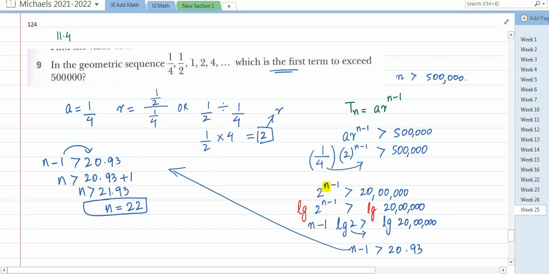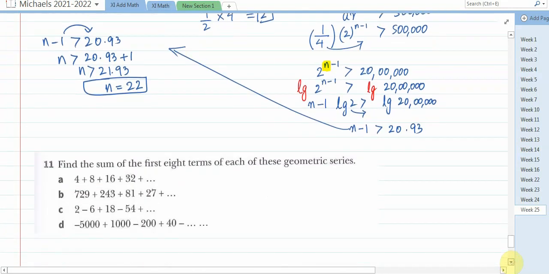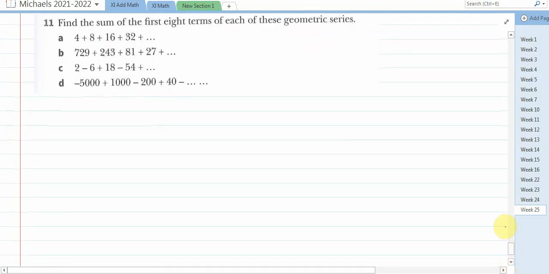Now you need to write down the solution in your copy, and you have a time of 3 minutes. So start. Alright, going towards the next question. It's question number 11, which comprises 4 parts. Find the sum of the first 8 terms.